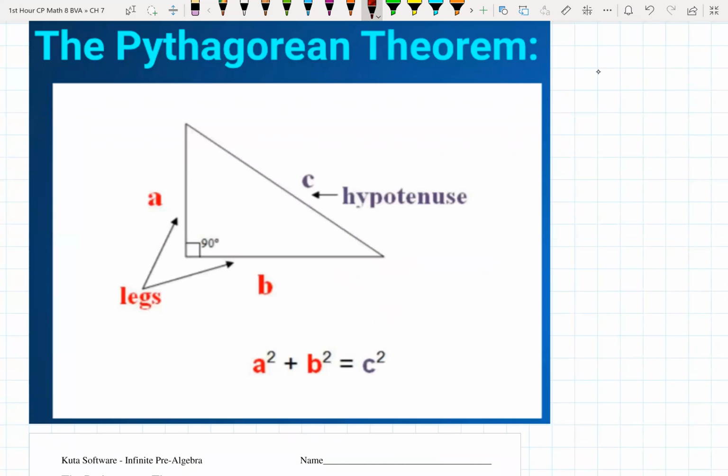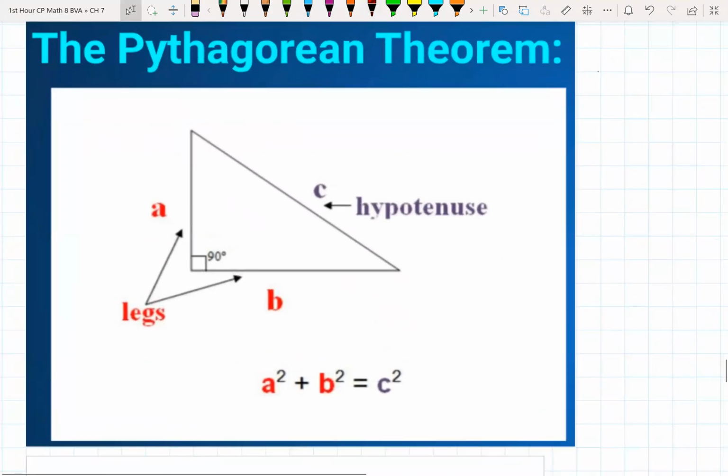This is the Pythagorean Theorem. Please copy down this image of this right triangle and label sides A, B, and C exactly as you see them right here. The Pythagorean theorem is a math theorem that helps us find the missing side of a right triangle if you know two sides already.